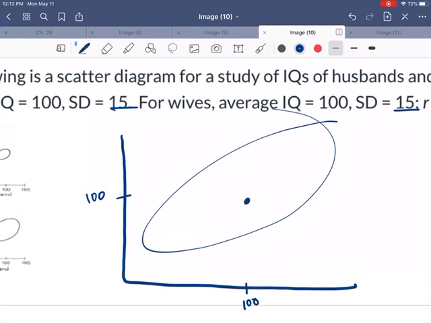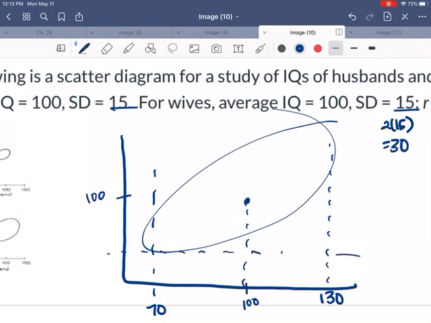The middle of our football is going to be that. And then our standard deviation for both is 15. What we're creating is a football shape. The football needs to go out 2 standard deviations each direction. So from here to here, it needs to be 2 standard deviations. Well, 2 times 15 is 30. So this needs to be 130, and this needs to be 70. 100 plus 30 is 130. 100 minus 30 is 70.